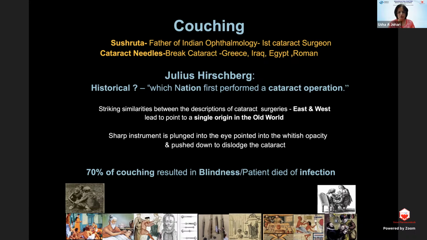The sharp instrument shown in this picture below is plunged into the eye and pointed towards a whitish opacity, and it's pushed down to dislodge this cataract, which was a mature cataract. This was not very successful because 70% of the couching resulted in blindness, and the patients died of infection. Next, please.